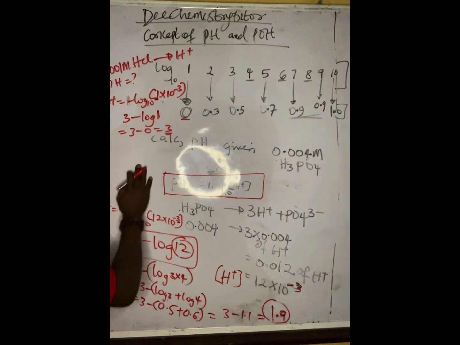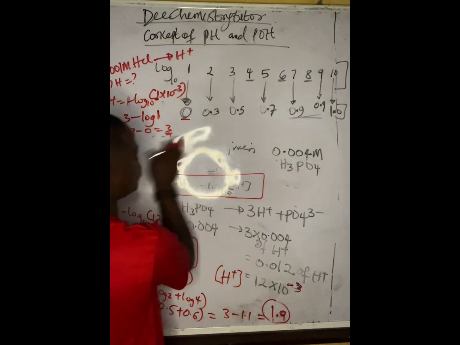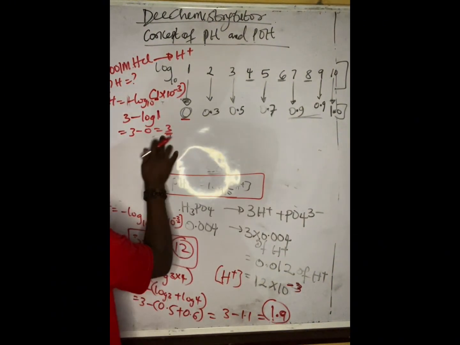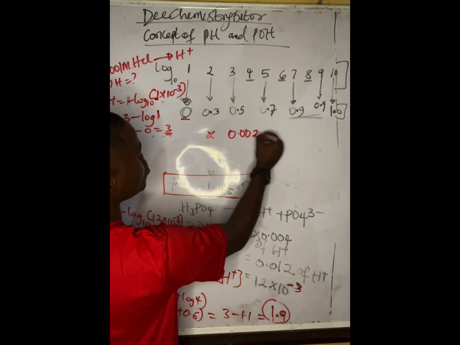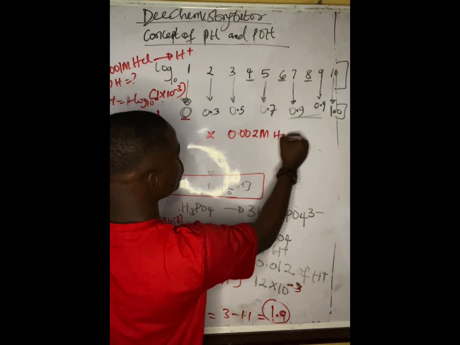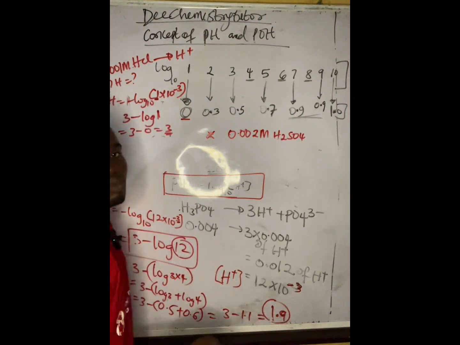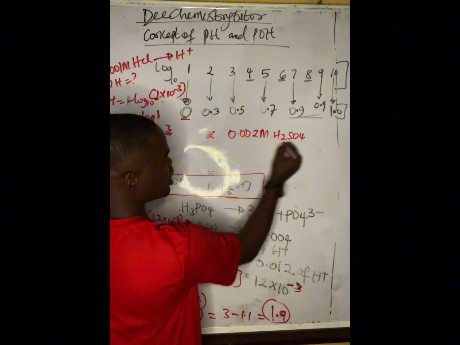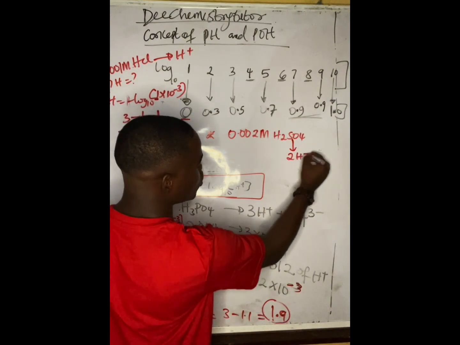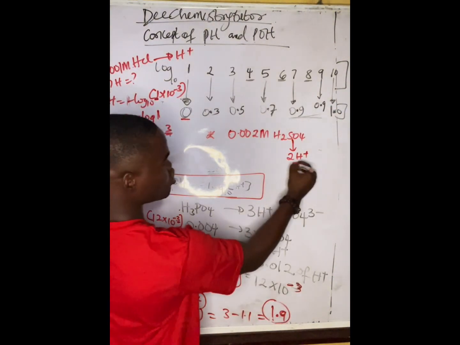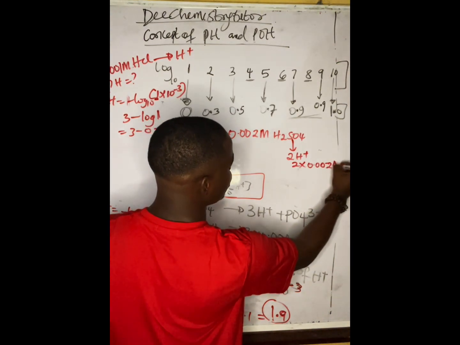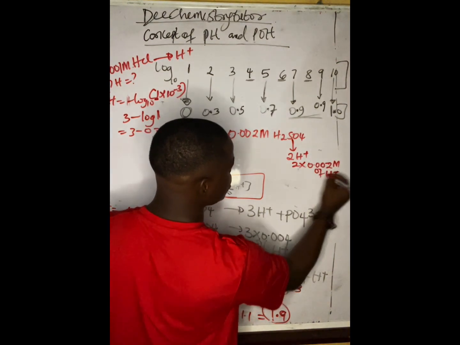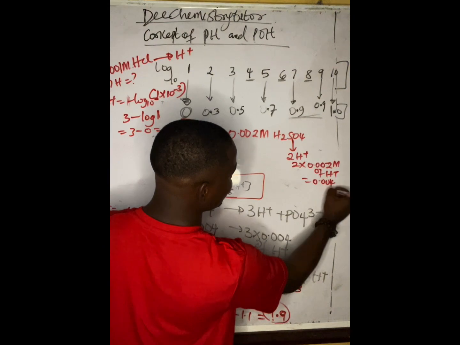Now let me give you another question. Let's say I have 0.002 molar H2SO4. Calculate the pH. What will you do? Don't forget, this one will release how many? 2 H plus. So that's 2 times 0.002 molar of H plus. That is 0.004 molar.